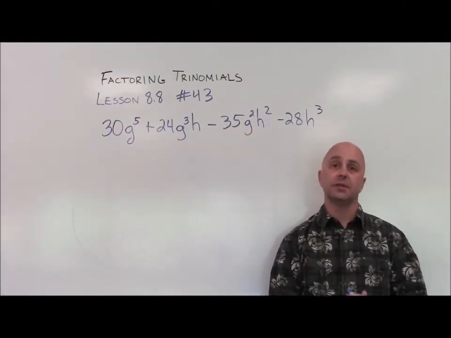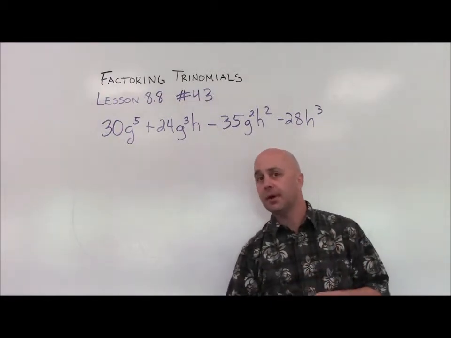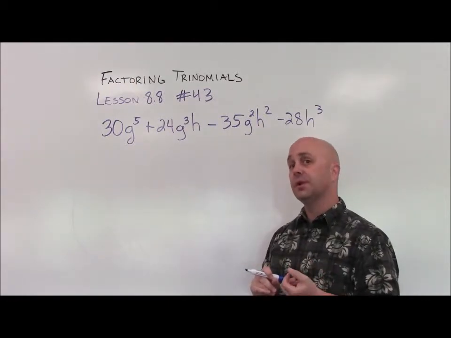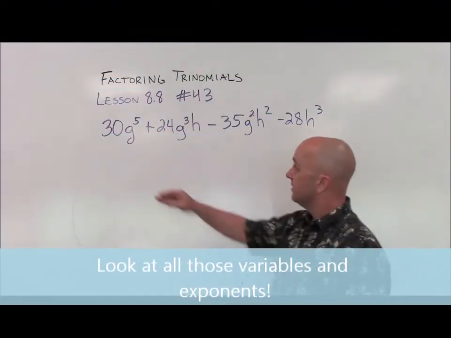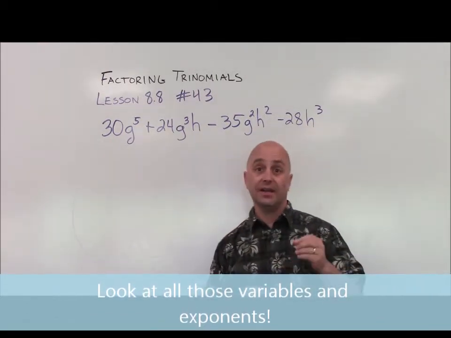This next example is question 43, which often gives students a little bit of trouble, so I thought I'd do that for you. What you notice right away about this problem is it has a lot of variables with higher exponents than 2. So you have g to the 5th, for example, g to the 3rd times h, and so on. The other thing you notice is that it has 4 terms.